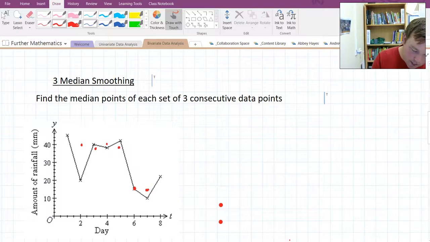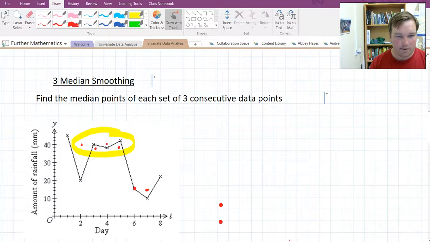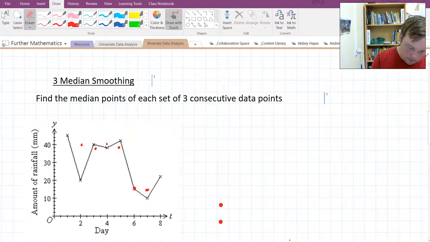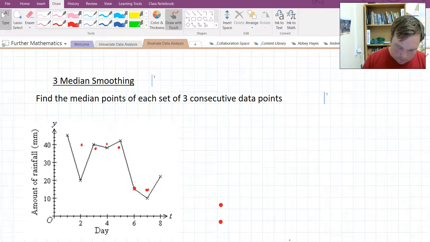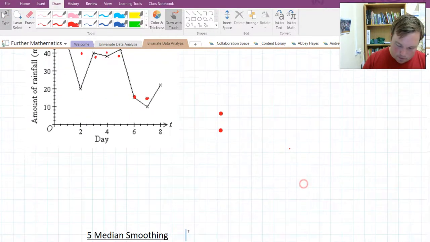So you can see what's happened at the top here is that those random fluctuations that seem to go up and down have been smoothed out. Note that though, when there's a continuous down of 3 in a row, we still see that on our time series graph. And yes, you could join these points if you wanted to plot it together, and in the test they would expect you to join them at the end, not just plot them. Alright, that's 3 median smoothing.